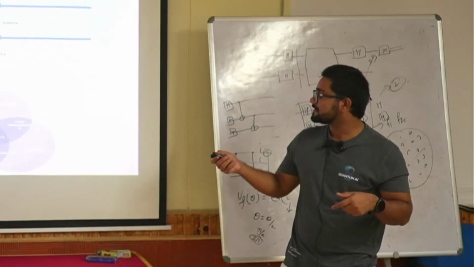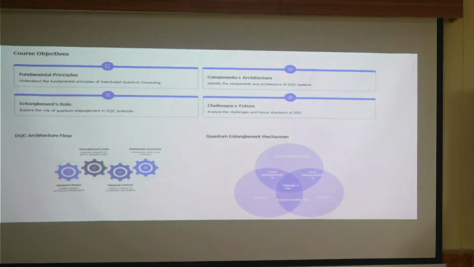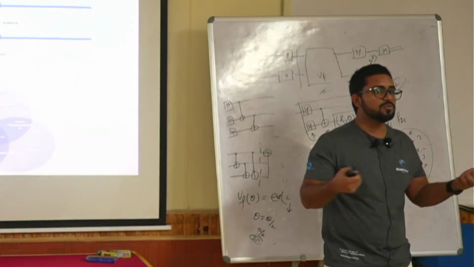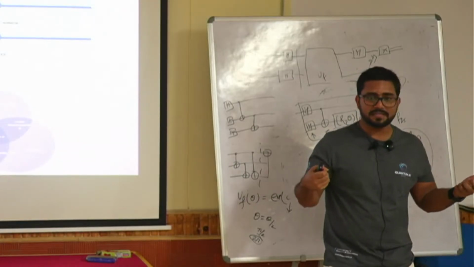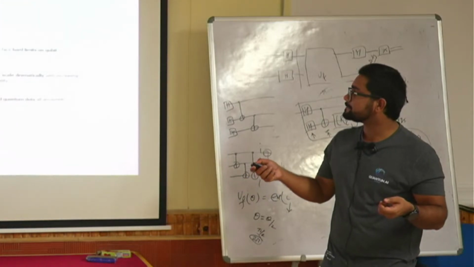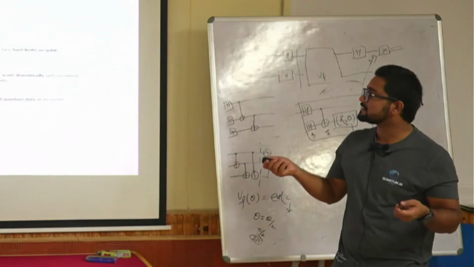Today we'll be discussing fundamental principles, components and architectures, the role of entanglement and why it is very important, and challenges in the future. In distributed quantum computing there are multiple processes. First, you generate entanglement. You can connect two systems simultaneously and then start computing. We'll discuss that. Before deep diving into the system, I will quickly discuss the status.